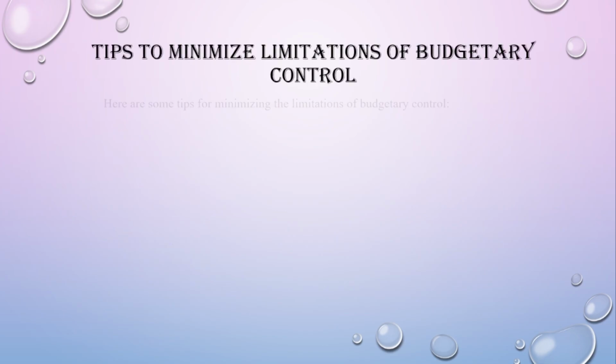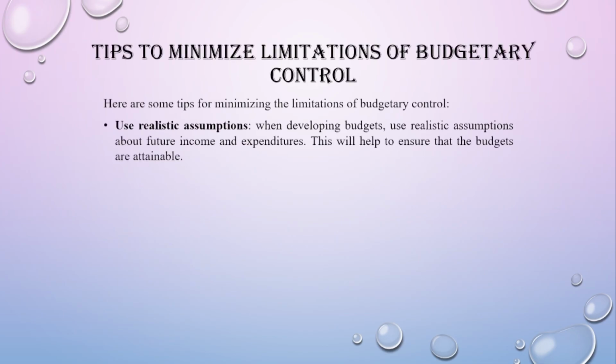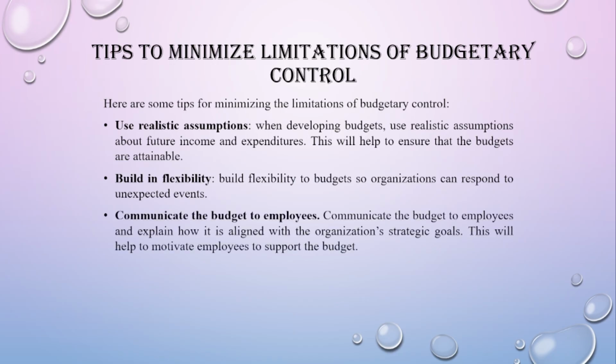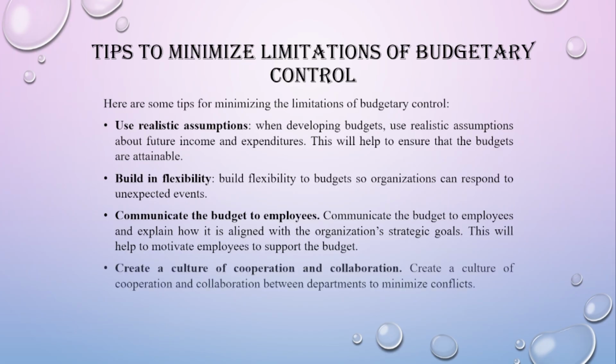Here are some tips for minimizing the limitations of budgetary control. Use realistic assumptions when developing budgets, about future income and expenditure. Secondly, build flexibility into budgets so organizations can respond to unexpected events. And thirdly, communicate the budget to employees and explain how it is aligned with the organization's strategic goals. This will help to motivate employees to support the budget.